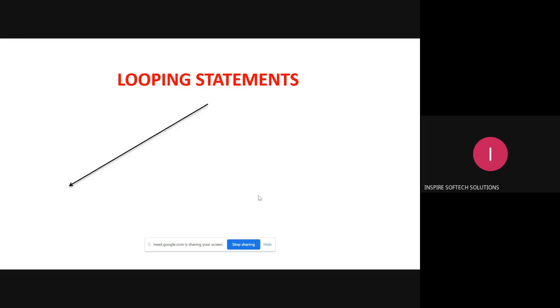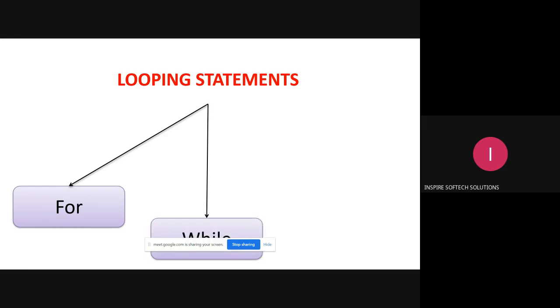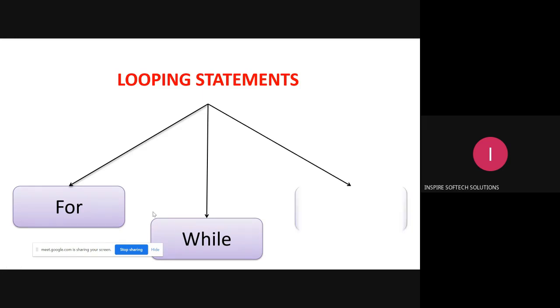Now, this looping will happen in 3 ways, 3 types. The first way is by using a for loop. Second is by using a while loop, and third is a nested loop. So for loop, while loop, and nested loop. Now we'll discuss what a for loop is, its syntax and theory, and go with an example for the for loop. Same thing for the while and nested loop, then we'll complete looping.